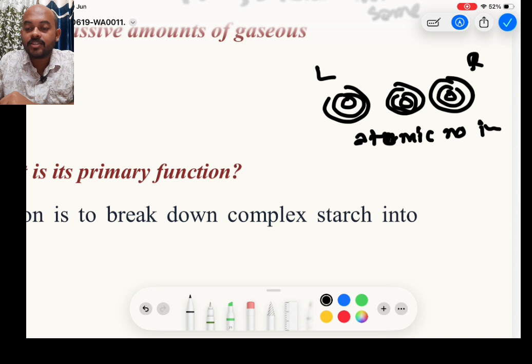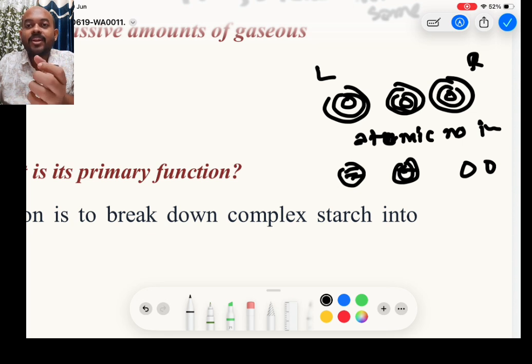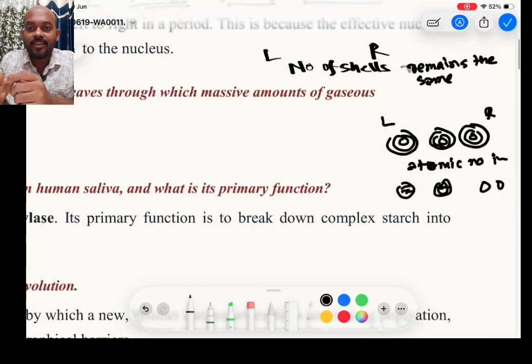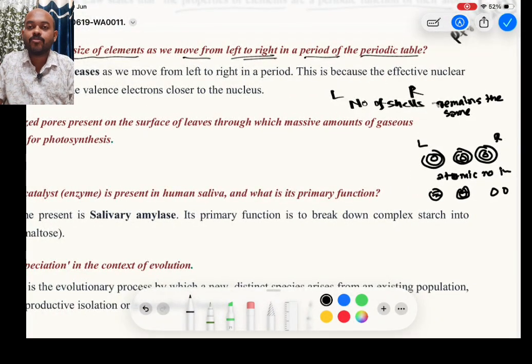When the number of protons increases, the power of the nucleus also increases when you move from left to right. The power of the nucleus increases, and as the power of the nucleus increases, the pull of the nucleus also increases. The electrons will be pulled more towards the nucleus, and as the electrons get pulled more towards the nucleus, the size or the atomic radius also decreases. So that is why from left to right, as you move across the period, the size or the atomic size of the elements or atomic radius of the elements decreases.